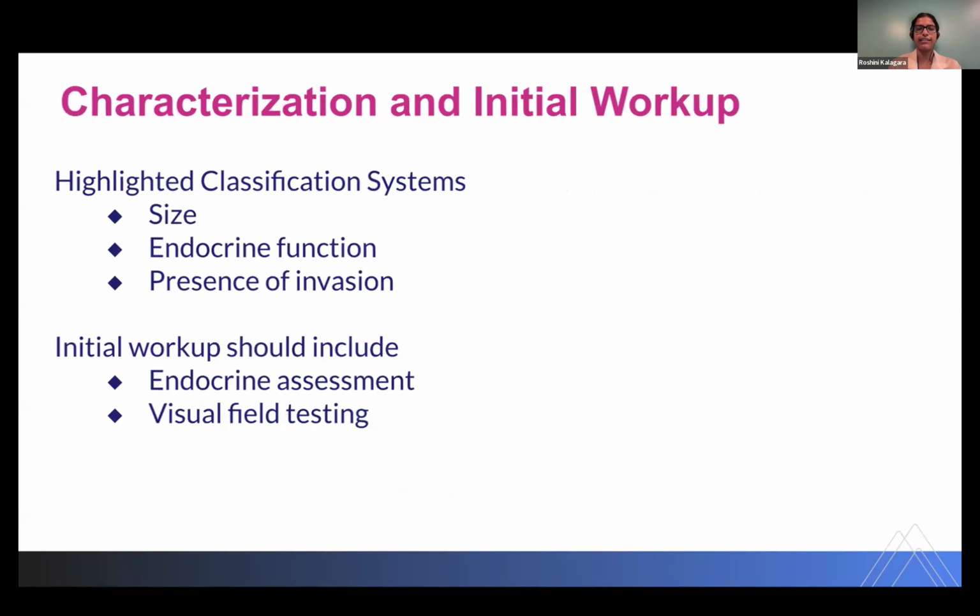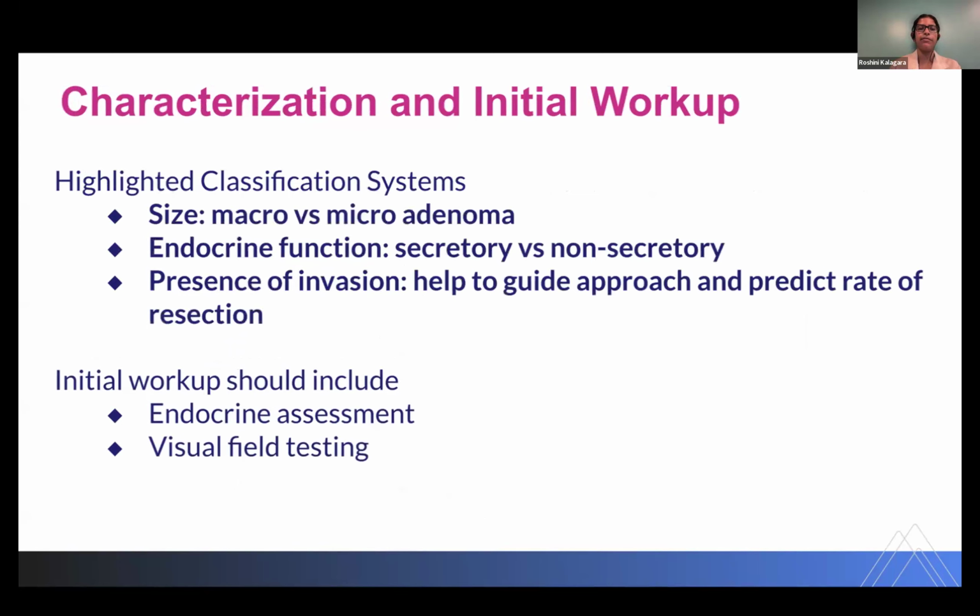Now, when initially characterizing this mass and the initial workup, there are several classification systems that will be important to consider. The first one of which is size, and we can differentiate between macro versus microadenoma with the differentiating factor being 2 millimeters. Looking at endocrine function to see if the mass is secretory or non-secretory, and next looking at the presence of invasion, which will help guide the approach and predict the rate of resection.